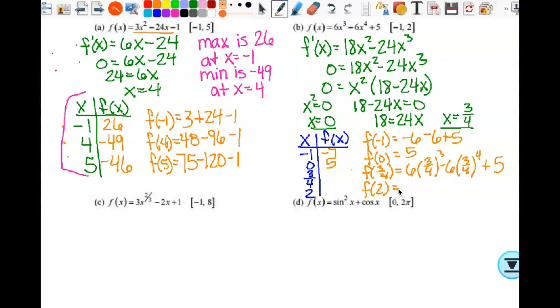Let's see, 2 cubed is what? 8. And so this is 6 times 8, which is 48. I guess I could have written that, but I already wrote that, so 48 is fine. Minus, what's 2 to the 4th? 16. 6 times 16. Okay, and then plus 5.